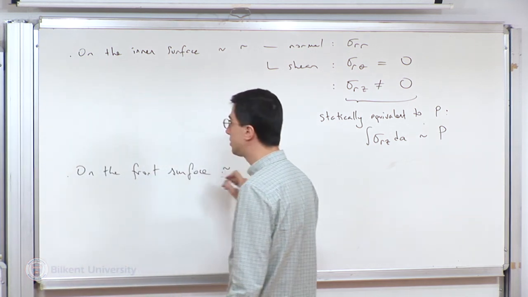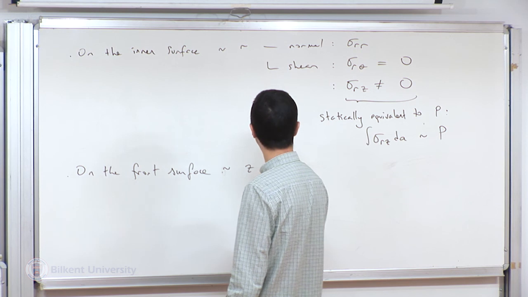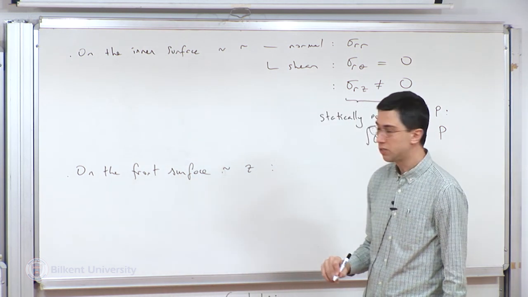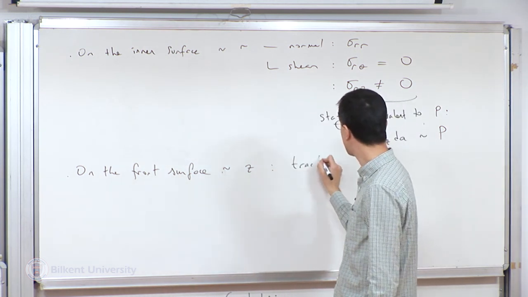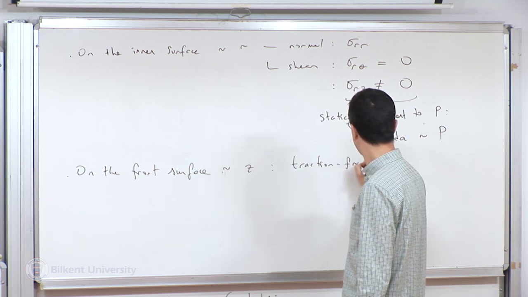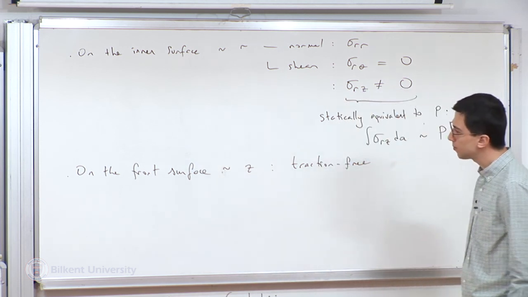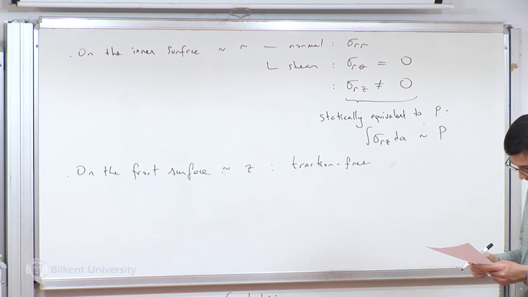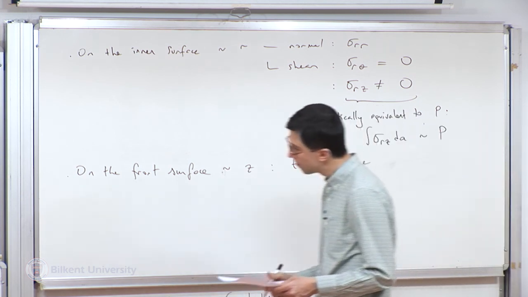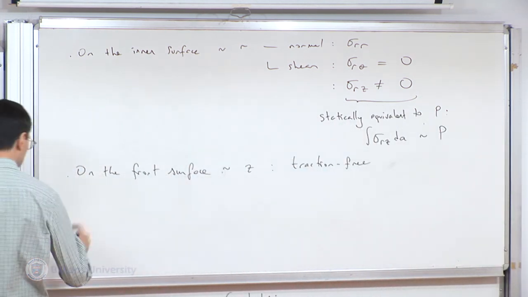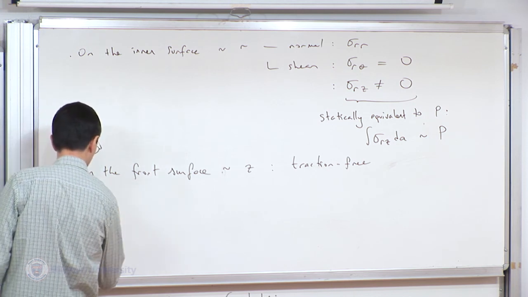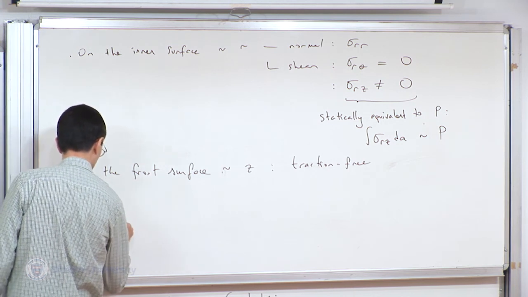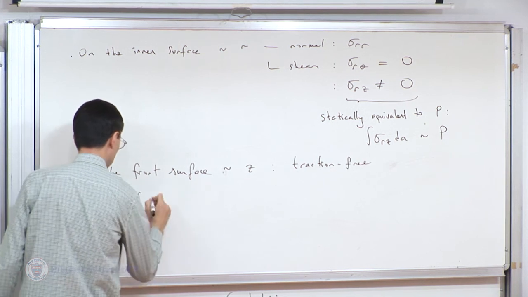And the front surface has a normal Z, and there is nothing there. So that for sure is traction free. Okay, that's easy. And let's make also a note of your observations. You've already indicated which components are 0.